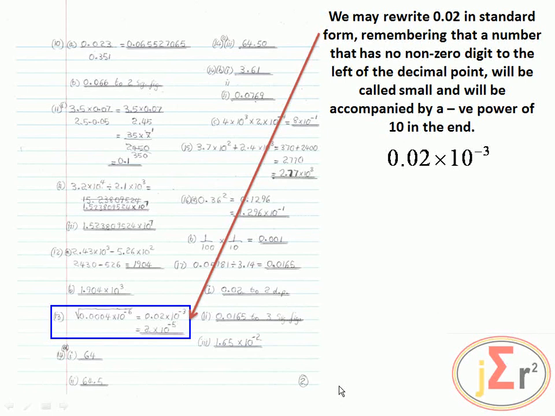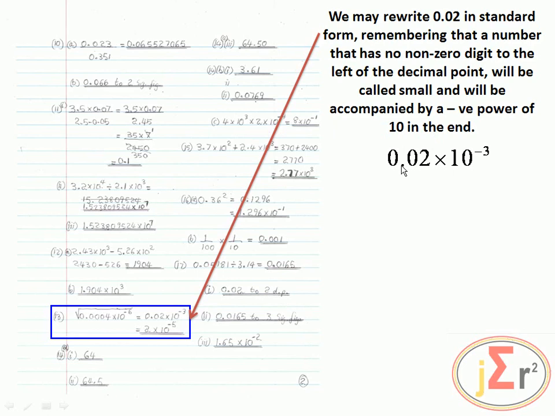We may rewrite 0.02 in standard form, remembering that a number that has no non-zero digit to the left of the decimal point will be called small and will be accompanied by a negative power of 10 in the end. Here we are writing this 0.02 in standard form. And what do we know? We know that a number with no non-zero digit to the left of the decimal point is a small number and will be accompanied by a negative power of 10.